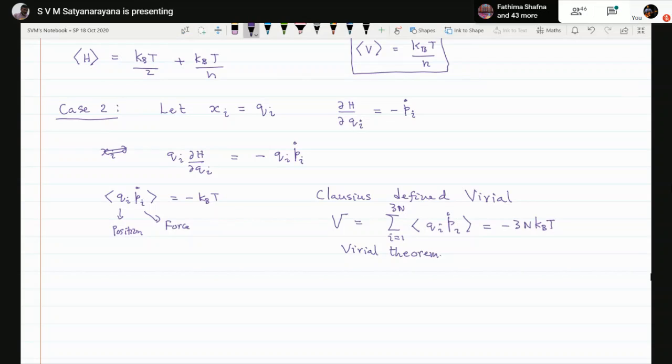Okay. Now, supposing you have, so consider, let's say, an ideal gas. So let's take an ideal gas in some volume, bounded by a surface.